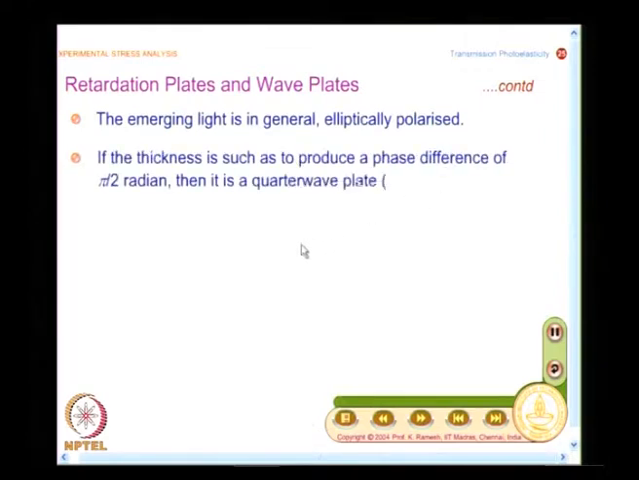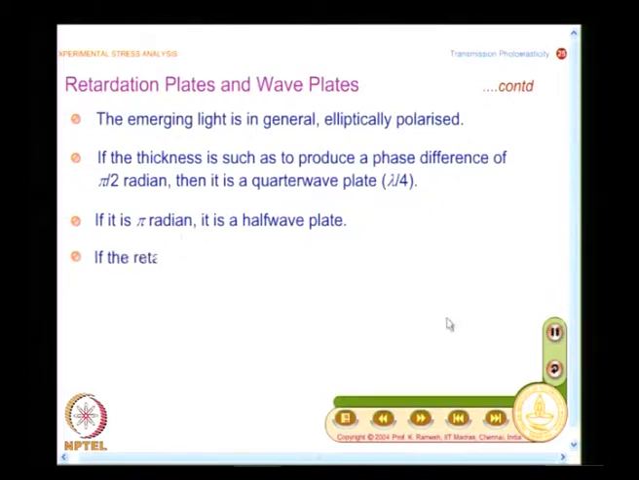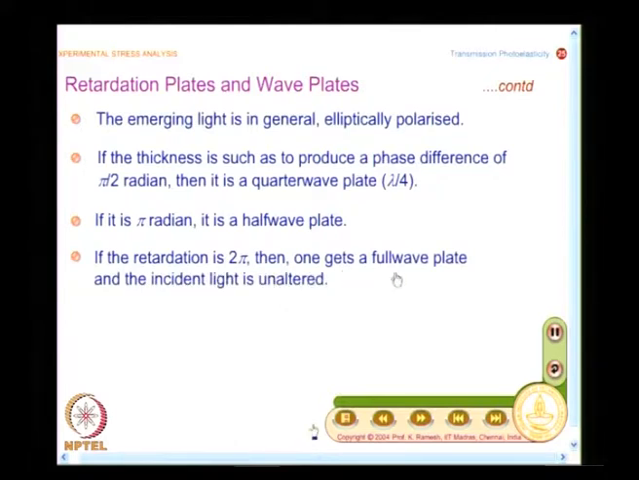And if I so adjust the thickness of the plate to produce a phase difference of pi by 2 radian, then I call that a quarter wave plate. It is also labeled as lambda by 4 plate. If the retardation is pi radians, then it is a half wave plate. If the retardation is 2 pi radians, one gets a full wave plate and the incident light is unaltered. And this understanding is very important.